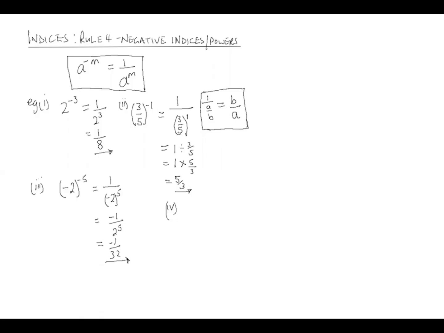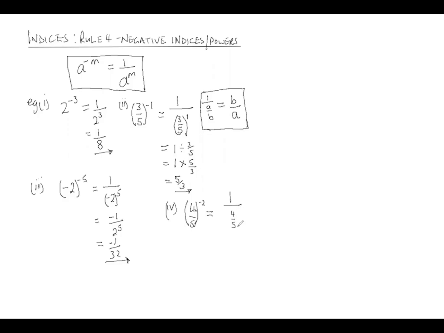Okay. So let's say we have 4 over 5 to the power minus 2. So again, our principle is the same. Whenever there's a negative, start with 1 over. So this becomes 1 over 4 over 5.